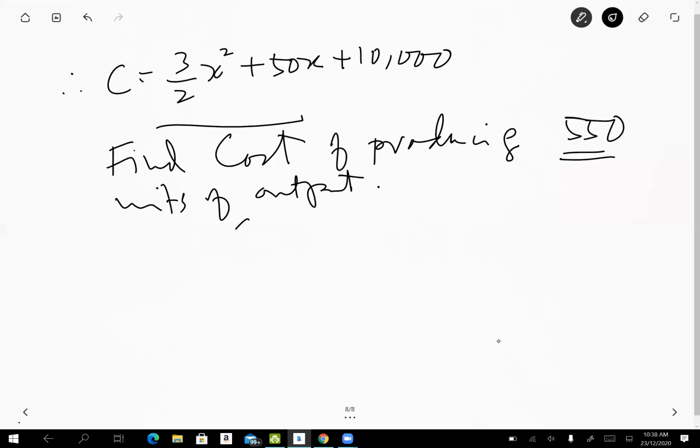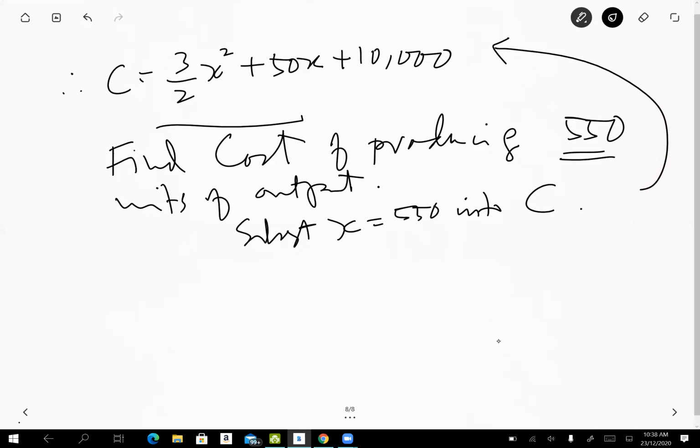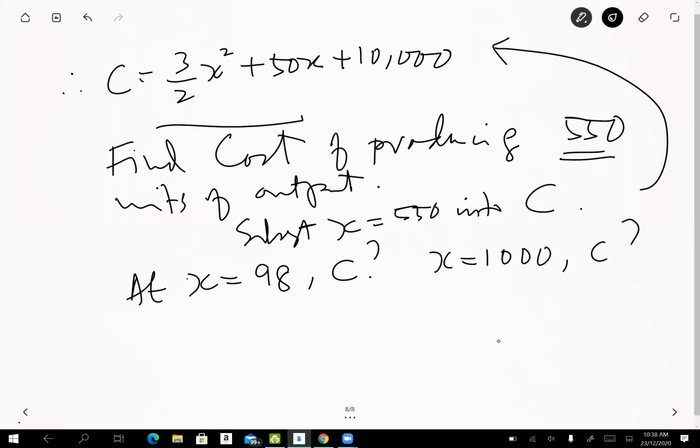So what you do, you substitute x equal to 550 into the C, which is that one. So you get the cost of producing 550. Or for that matter, you can find any output level, what is the cost. So you can say at x equal to 98, then you get the C. Or x equal to 1,000, you also can get the C. Once you have found the constant here, you can find the value of the function at any point.